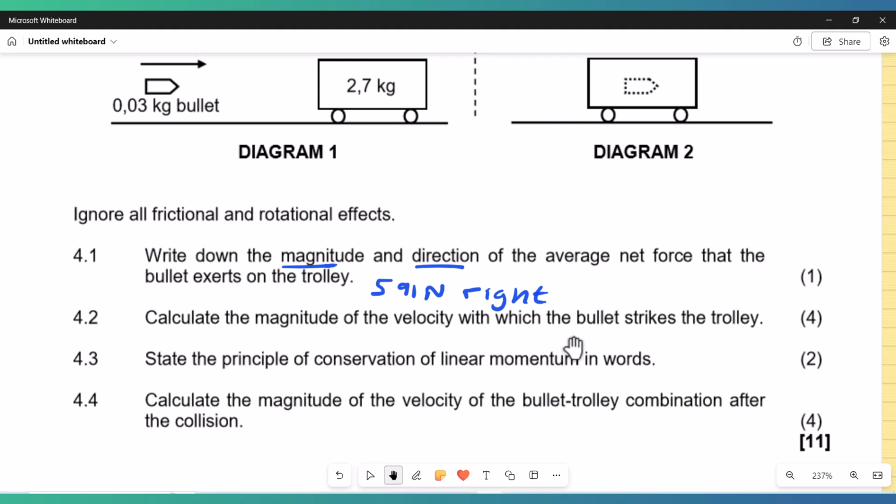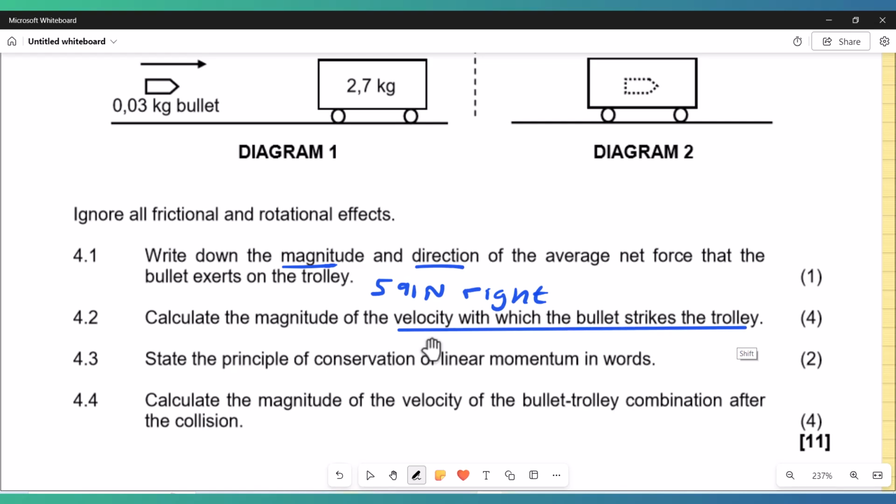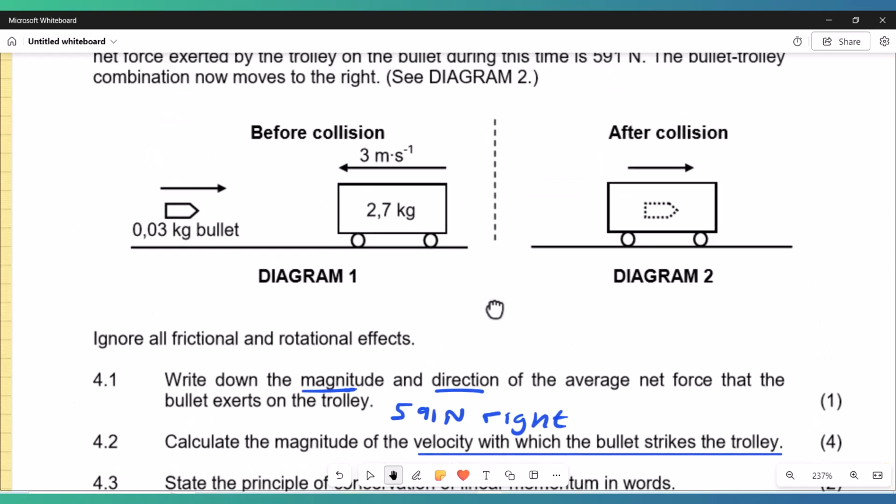With which the bullet strikes the trolley. Here it gives me 15, 90, 97. So for the first one, I calculate the velocity with which the bullet strikes the trolley, which is what I'm looking for. Regarding the bullet, I know its mass now, but here I don't have any velocities. Let me check some other one.